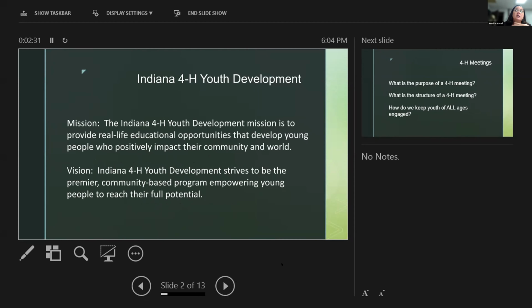So all things Owen County 4-H need to support the mission and vision of Indiana 4-H. And I'm sure you guys have seen this before. I know I've had it involved in trainings I've done before, but I just wanted to remind you about the mission and vision of Indiana 4-H, that we provide real life educational opportunities to develop young people to positively impact their community and world. And we do that by engaging them in, like it says here, hands-on kind of activities and to be leaders in their community and to reach that full potential.